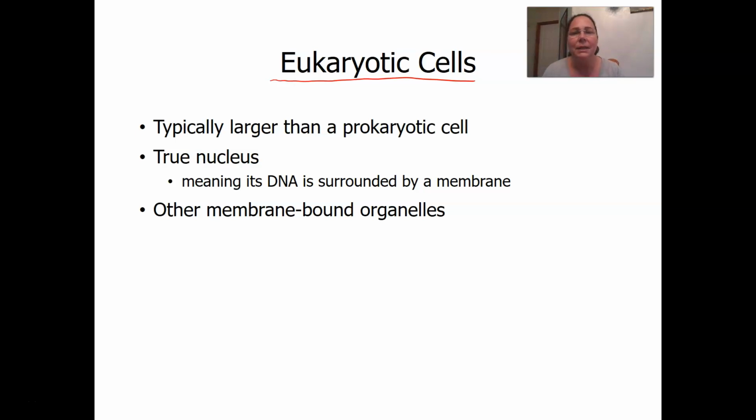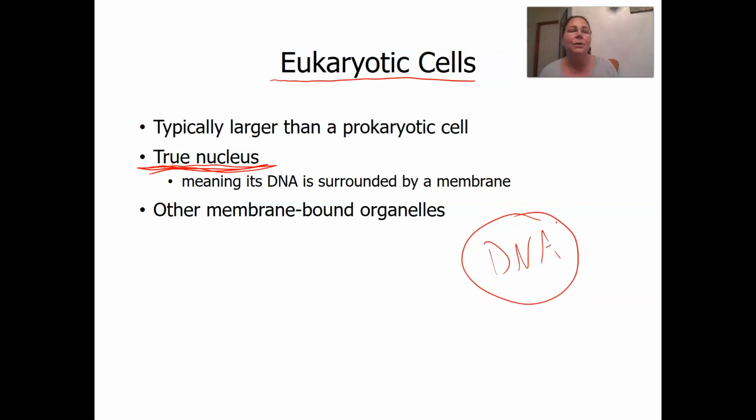As it says here, they're typically much larger than a prokaryotic cell. They have a true nucleus, which is the actual meaning of eukaryotic, true nucleus. That means the DNA is surrounded by a membrane, actually a double membrane called the nuclear envelope. In a prokaryotic cell, the DNA is not surrounded by a membrane. It's located in a region called the nucleoid. But in a eukaryotic cell, there is an actual nucleus surrounding the DNA.